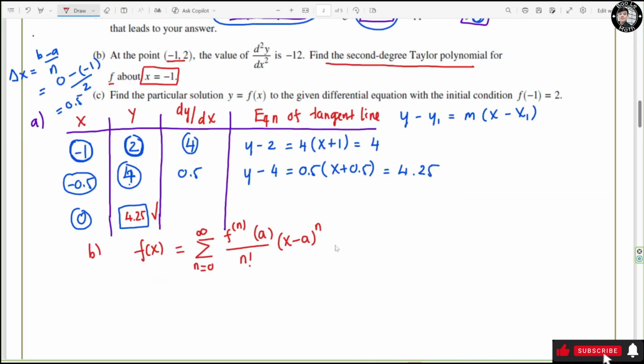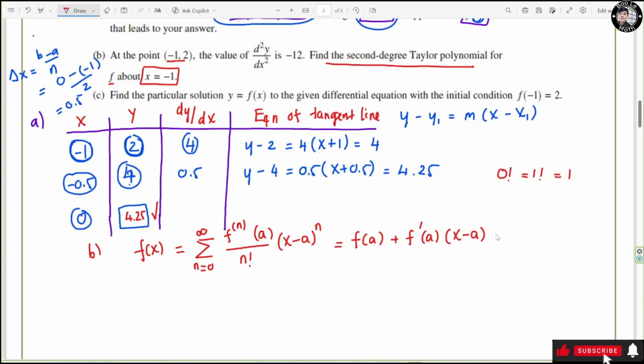Now we're going to expand this formula. If n equals 0, substitute 0 for n, you only have f of a, right? If n equals 1, you have f prime of a times x minus a, right? Because 0 factorial equals 1 factorial equals 1. So keep that in mind.